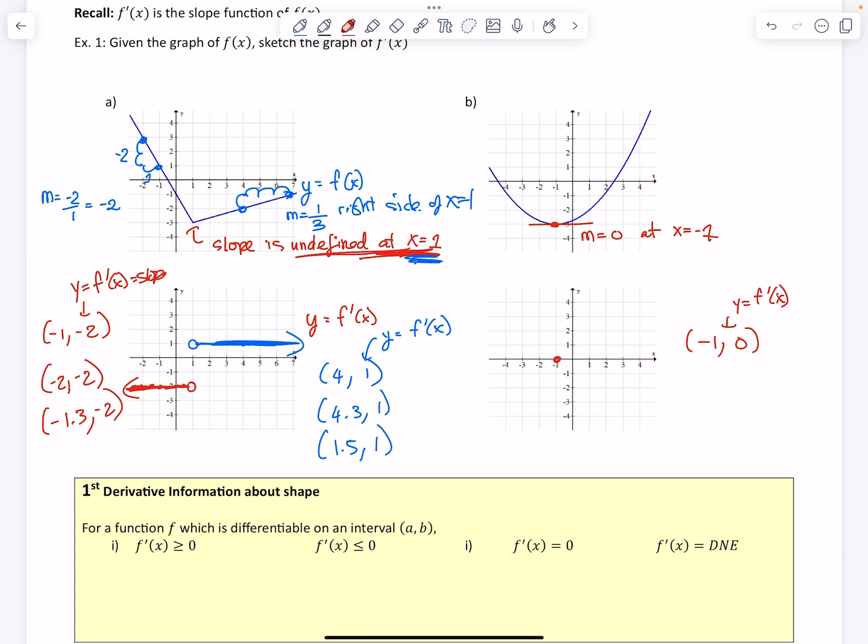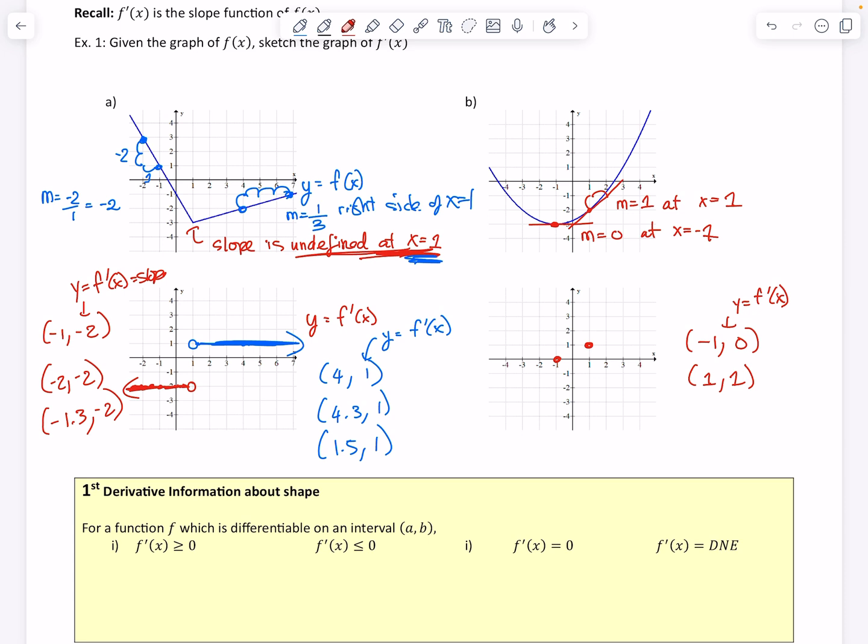So (-1, 0). On the right side of x equals -1, the graph has a positive slope, as you can notice. Now more noticeably right here, I can draw a tangent line, and I can kind of see that the slope here is up 1 over 1, so the slope is equal to positive 1 at x equals 1. So we have a point for the f prime function. x equals 1, the slope is 1.